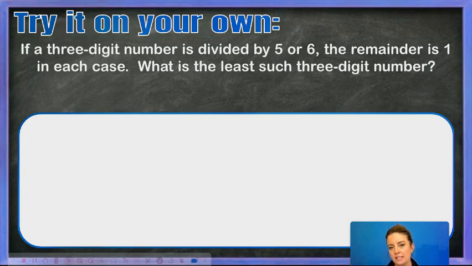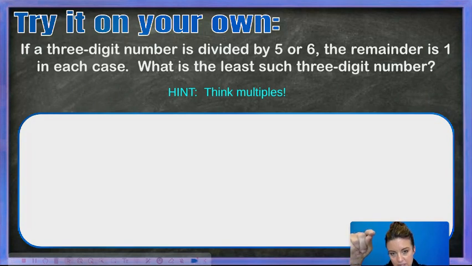First, you got to know what the question's asking. If you divide it by 5 or if you divide it by 6, you'll have a remainder of 1. So what is the smallest number that would meet that requirement? Go ahead, give it a shot. What table could you make that would help you figure this out? Need a hint? Think multiples.